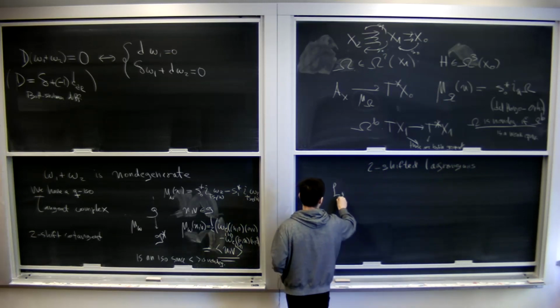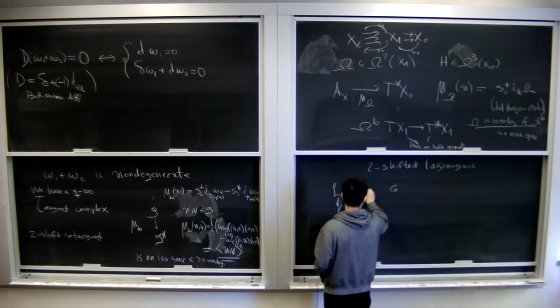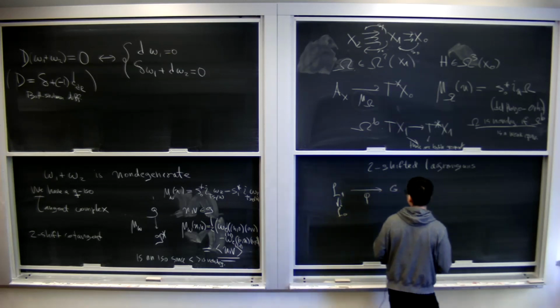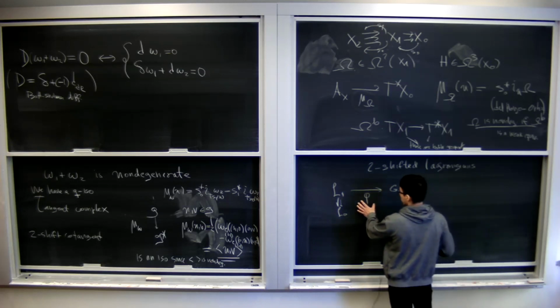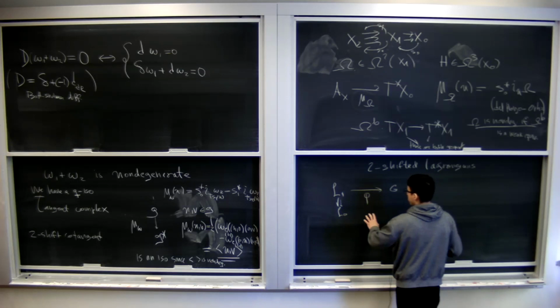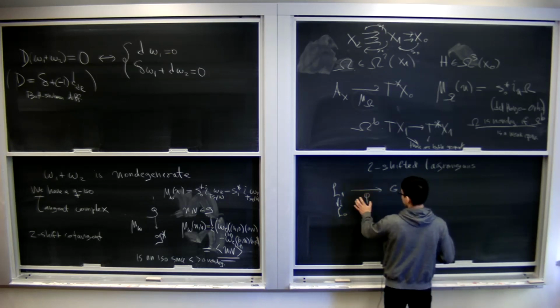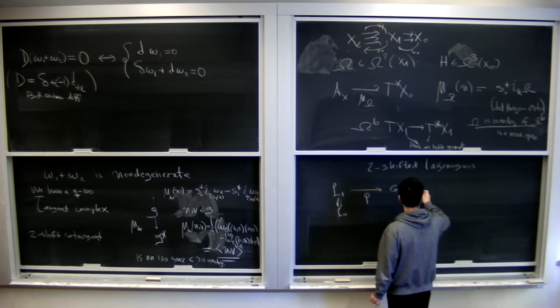So the philosophy is like this: we have a Lie group G, and we have a Lie group morphism. And a two-shifted Lagrangian structure is going to give us, in a sense, a trivialization of the pullback of the two-shifted symplectic form here, which satisfies some non-degeneracy property.